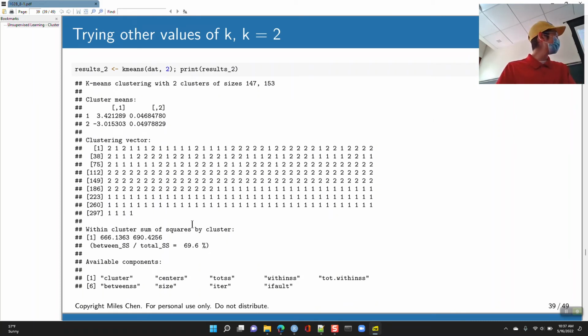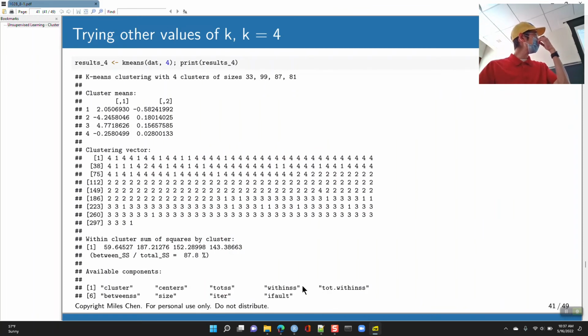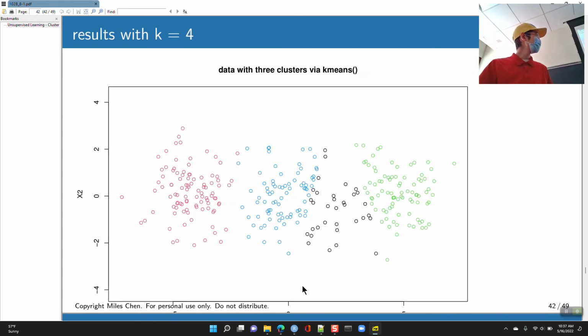Let me show you what would happen if I just change the number of clusters that I'm looking for. Here I say, let's look for 2 clusters. If I look for 2 clusters, it just splits it basically in half. It says these ones go to the black cluster, these ones go to the red cluster. If I look for 4 clusters, we get this. It finds a green cluster, a black cluster, a blue cluster, and a red cluster.